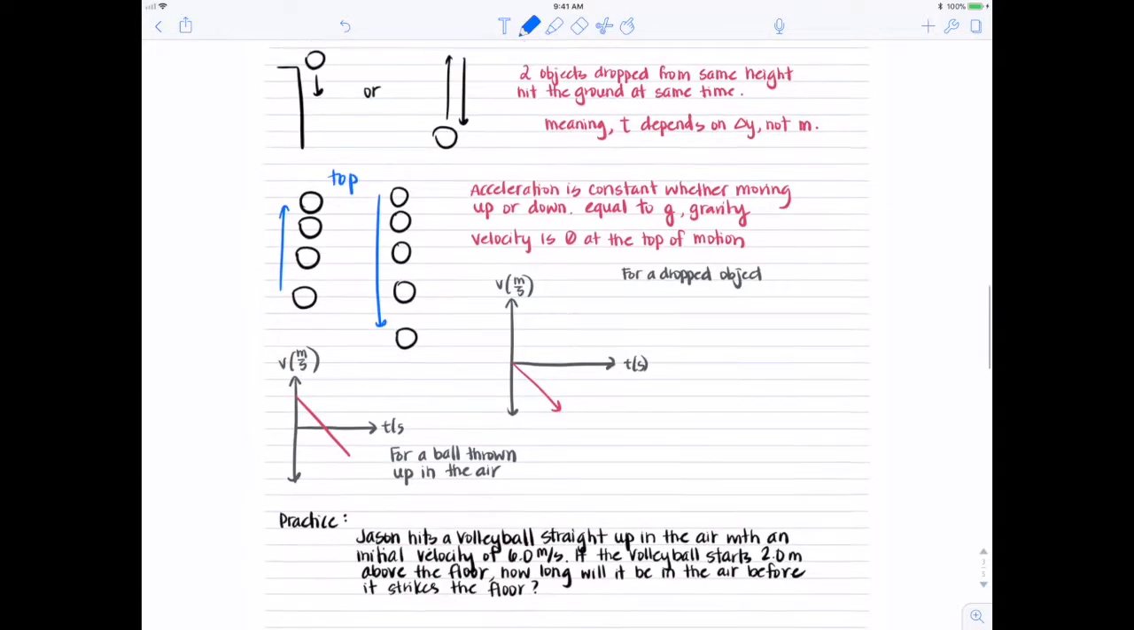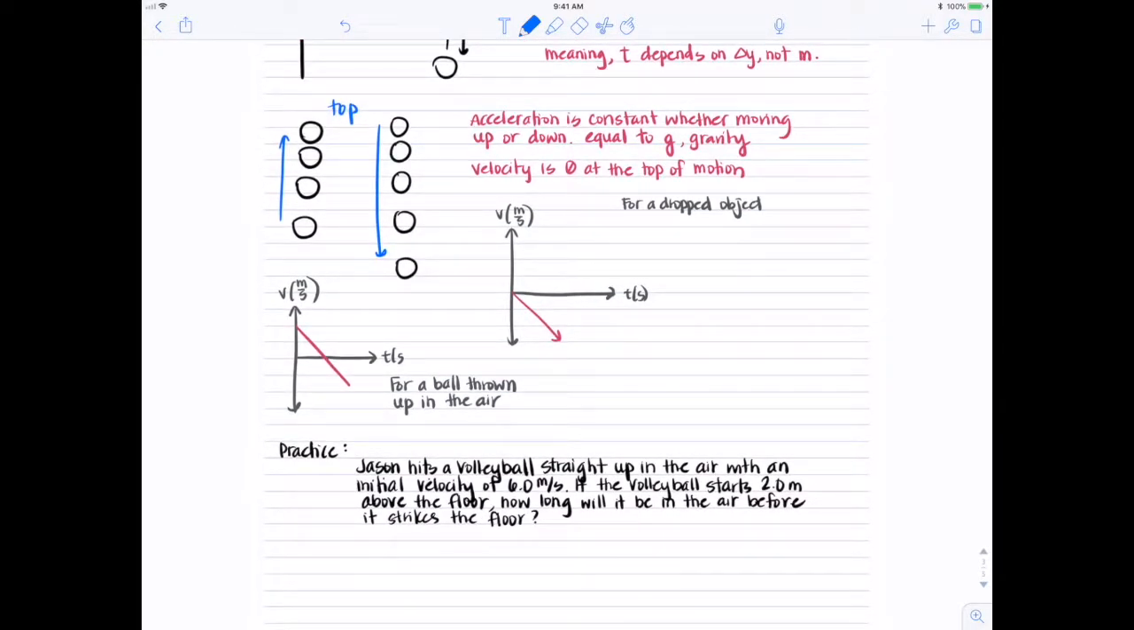For a dropped object, we would see this velocity graph right here, for a dropped object, so that means starting at rest. So V_i would be 0, and you see that the velocity increases at a constant rate, and that rate is equal to gravity. And here for a ball that is thrown in the air, we start with a greater velocity, right when the ball leaves the hand, and then a velocity of 0 at the peak of motion, and then the object would change direction and increase its velocity again in the opposite direction.